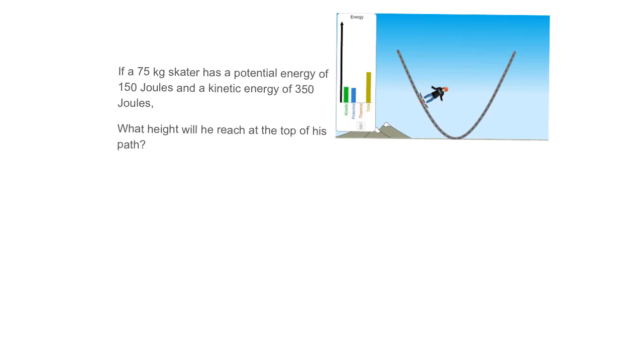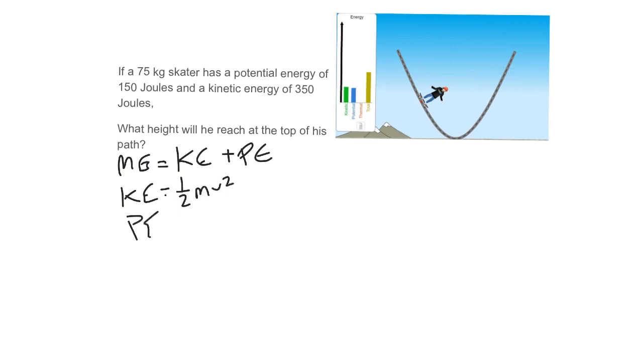We have mechanical energy, this is an E, equals kinetic energy plus potential energy. I also know that my kinetic energy equals 1/2 mv squared. I know that my potential energy equals mass times gravity times height. And so when I look at my problem, I'm looking for the height. And so I look for the equation that is going to get me there.